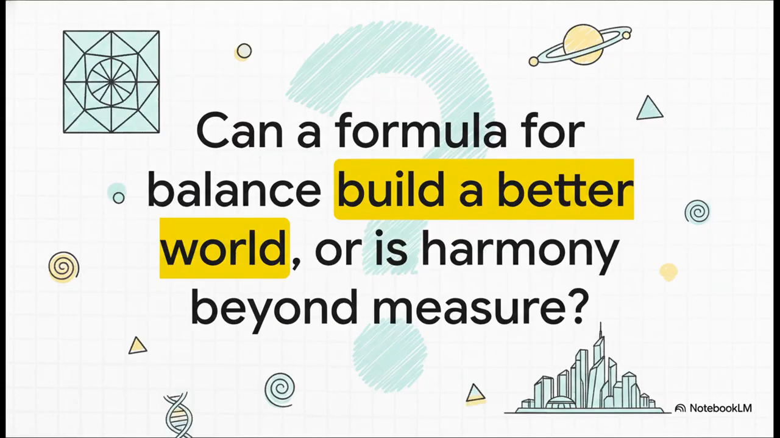And all of that leaves us right here, with this one final massive question. The Atlas Codex lays out this incredibly detailed, almost breathtakingly systematic vision for a world built on a formula for balance. But it also forces us to ask, can we really engineer harmony? Or is true balance something that will always be beyond measure? Something to think about.